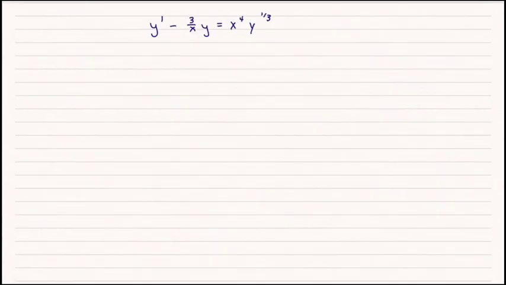Here's my second example. I'm going to use prime notation in this case, just to give us a chance to see both Leibniz form and prime notation. In this case, n is equal to 1/3, which means v is going to be equal to y to the 1 minus n power, or in this case, the 2/3 power. And like before, we'll take the derivative of both sides of our substitution, and then we'll solve for dy dx.